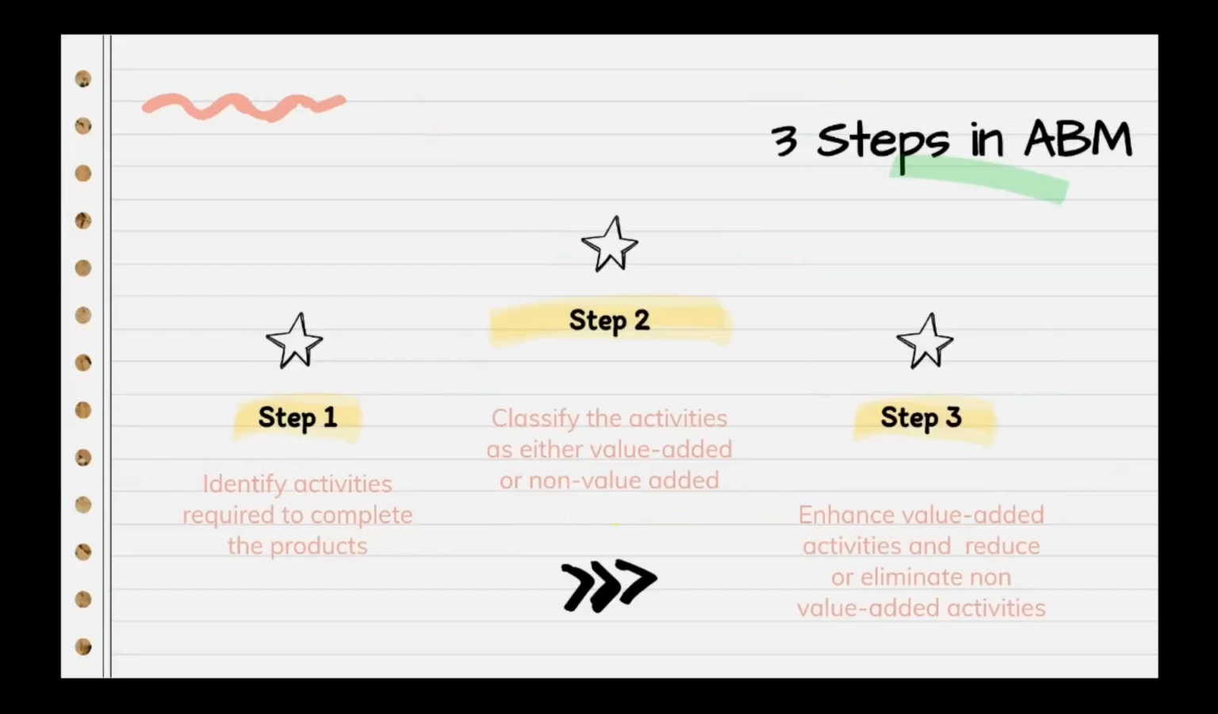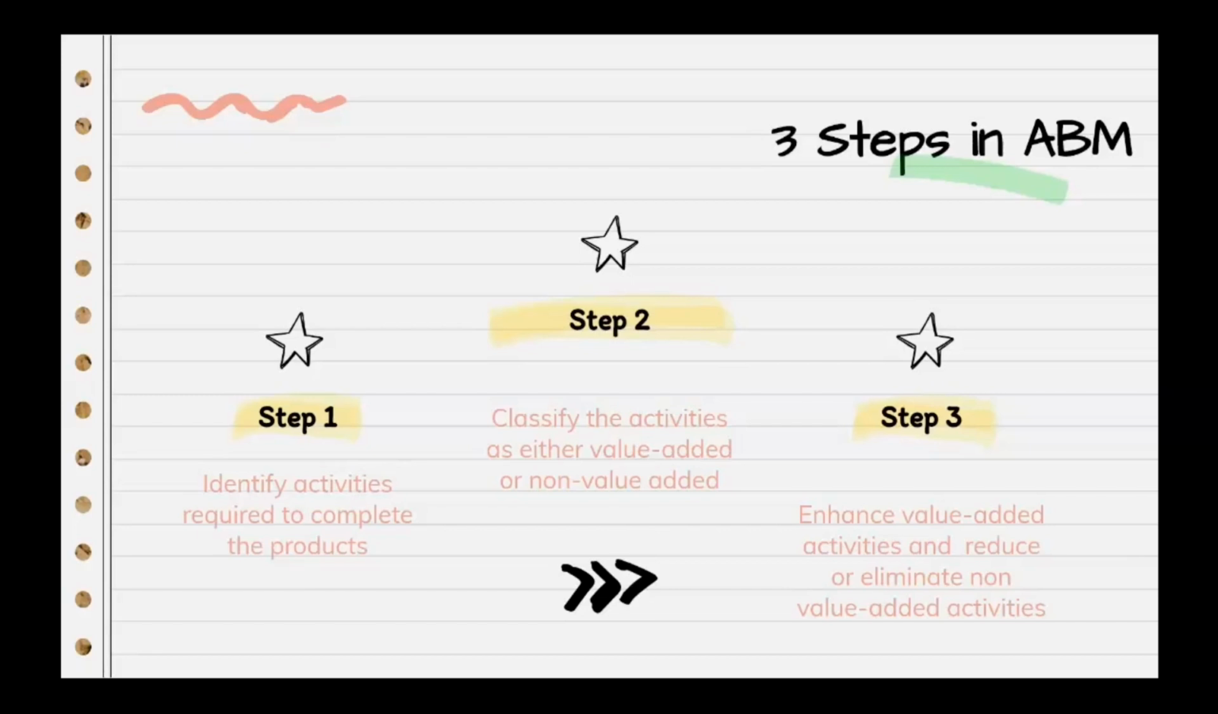Okay, now let's proceed with the steps to implement activity-based management. There are a few steps that a company needs to consider in implementing ABM. ABM provides 3 steps for managers to use that can lead to improved efficiency and profitability of operations.